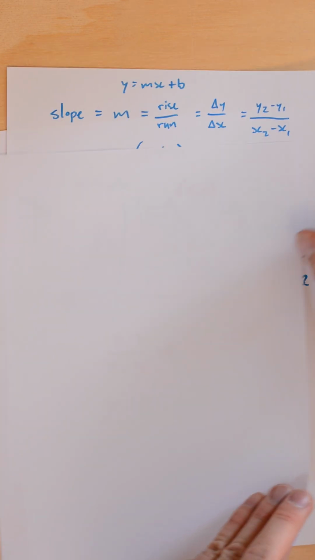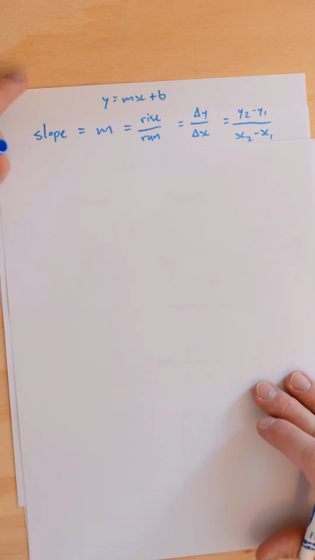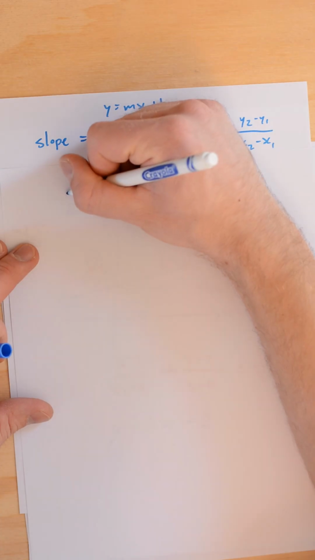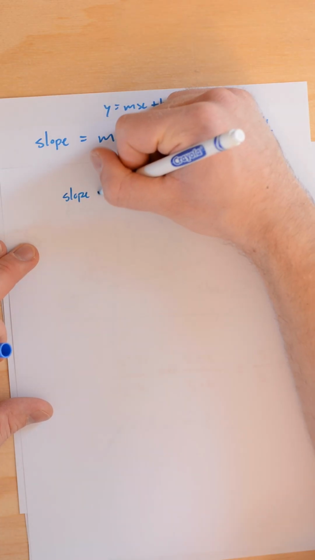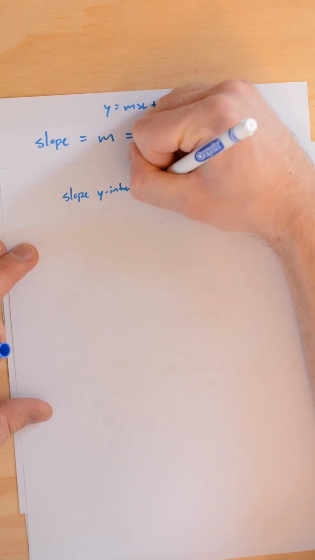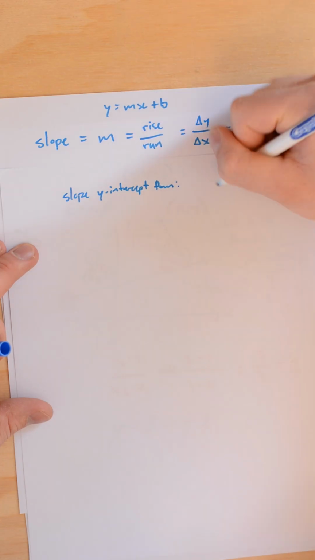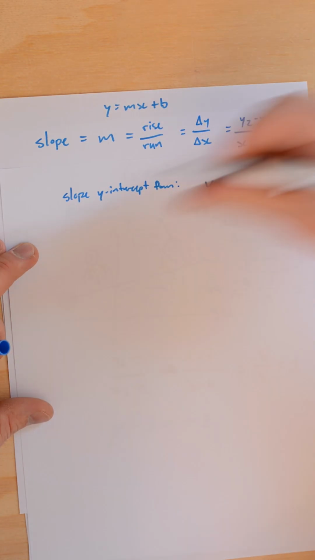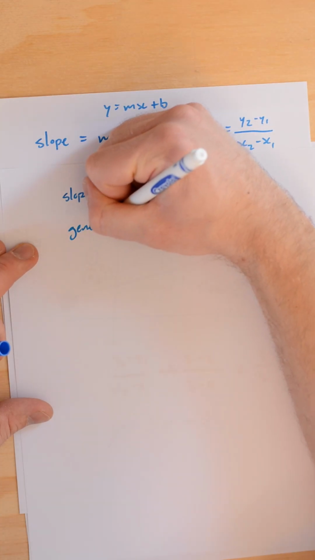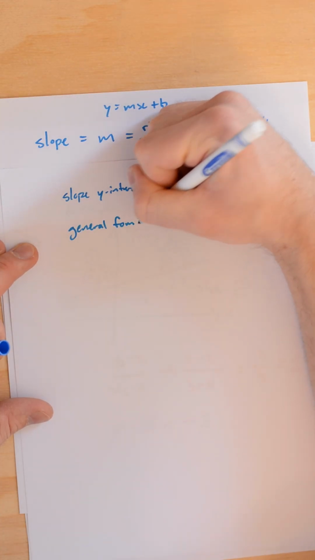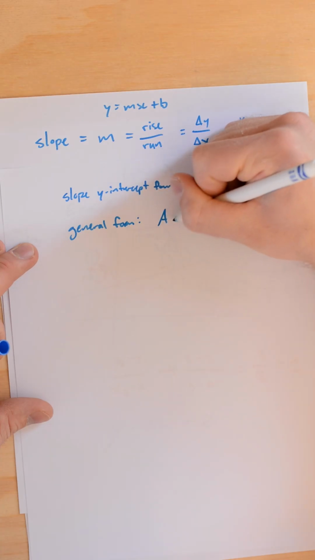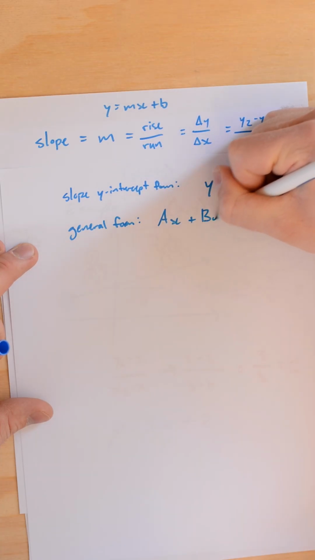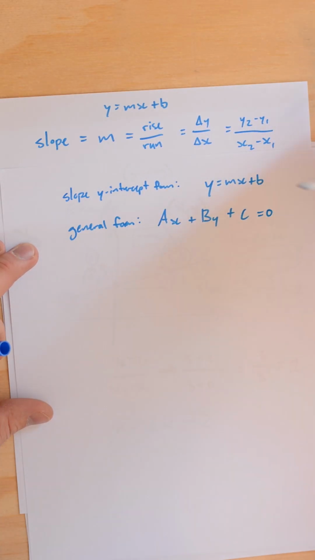There's different ways we can display a graph. So one of these is slope y-intercept form. It's the one we've been talking about, slope y-intercept form, and it's y equals mx plus b. Another way is called general form, and it looks like ax plus by plus c equals 0.